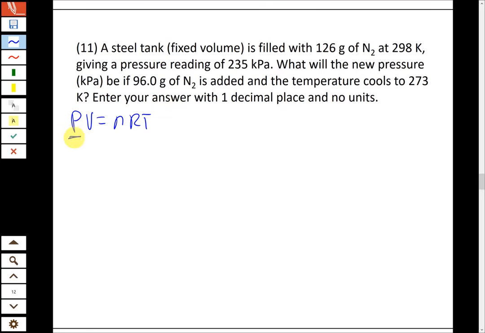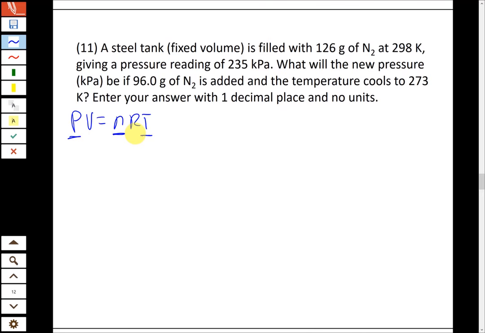So pressure is going to be changing in this problem, and we're adding gas to the cylinder. So we're starting with a certain amount, adding more, so the number of moles is going to change. Then we're also changing the temperature, going from 298 to 273. So all three of those are changing, and there is no prescribed gas law that relates pressure, number of moles, and temperature, but we can derive it from PV equals nRT.